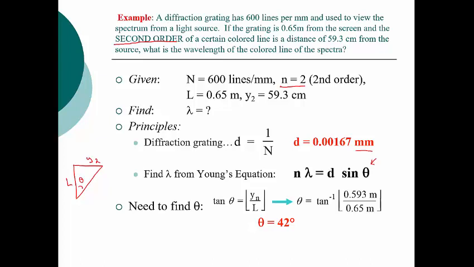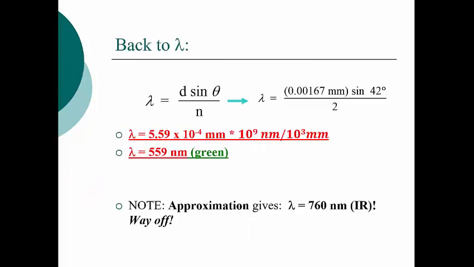So in this case, my angle is 42 degrees. So the cosine of 42 degrees is not near 1, so I would not be able to use the approximation for this particular problem. And now we're ready to solve for lambda. So we have d, remember it's in millimeters, and that means that my answer for y is going to be in millimeters. So there's d times the sine of 42 degrees. It's the second order, so this is a 2.